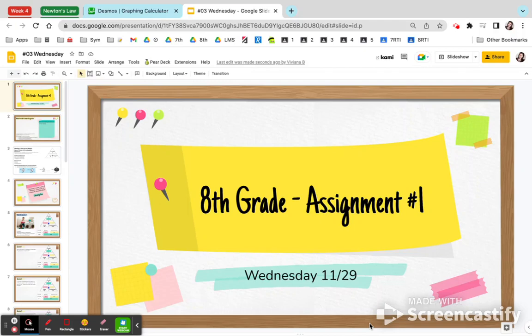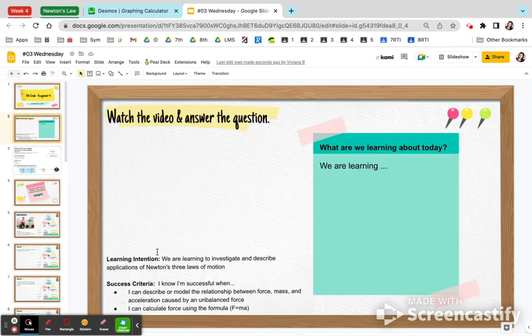All right, guys, so today we're actually learning something new, okay? We are starting Newton's law. So if you look down here, learning intention, we are learning to investigate and describe applications of Newton's three laws of motion. So you might have heard of Newton's laws before.